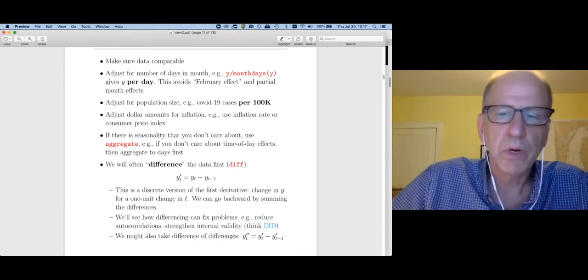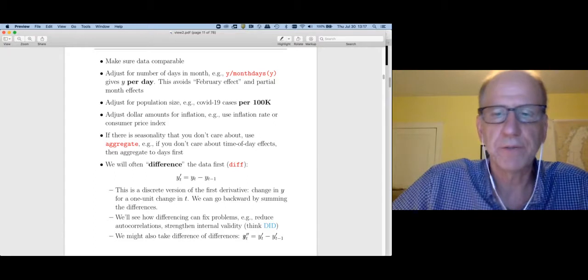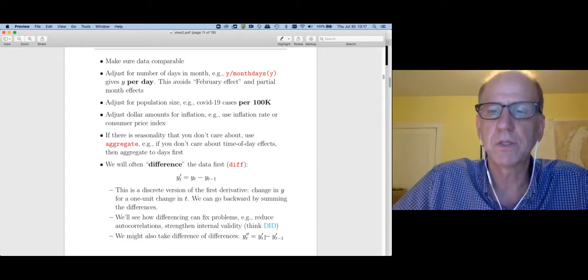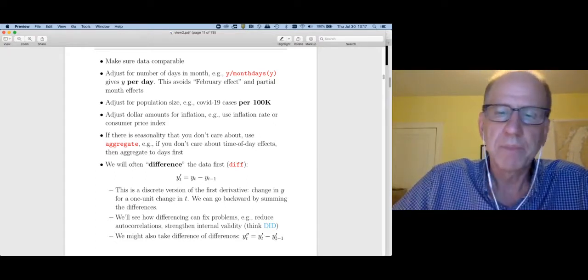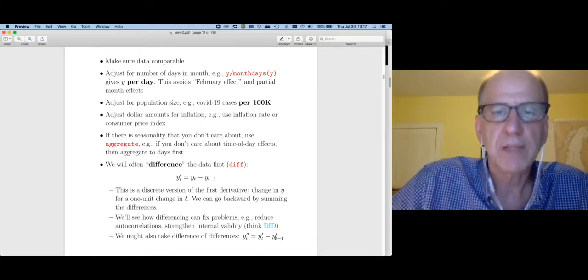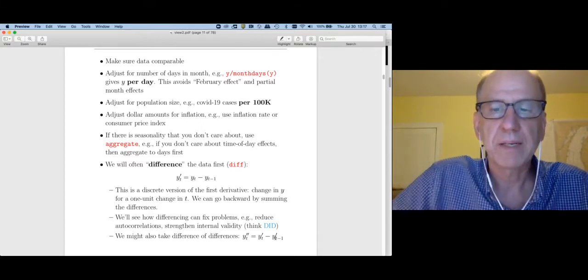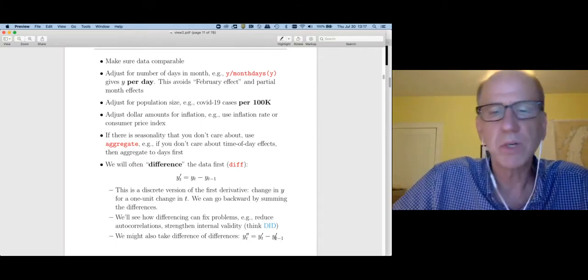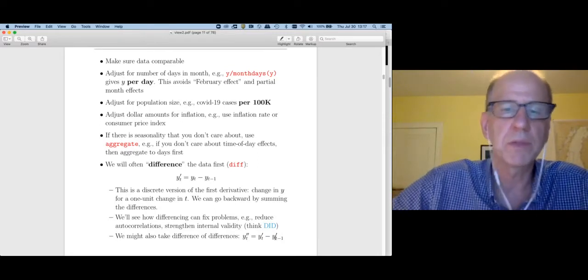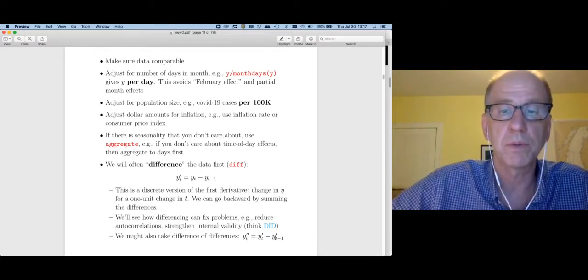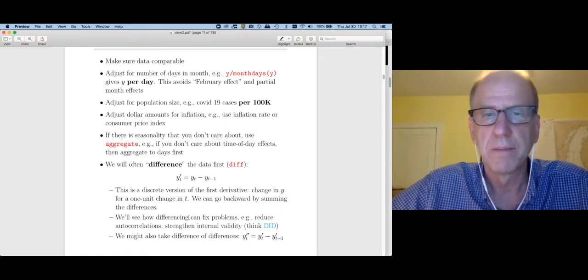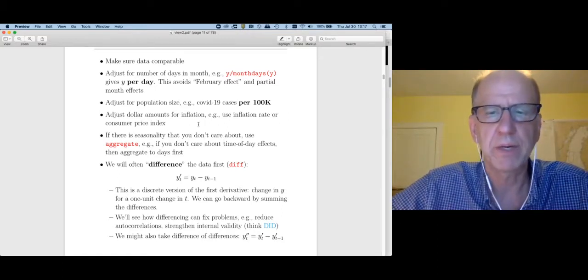Occasionally, we're going to want to go further and take second differences. So these are going to be differences of the differences. This is going to be analogous to a second derivative back in calculus. Usually we don't go beyond second differences, but in theory you could even do third order differences. But I've never done that, to be honest with you.